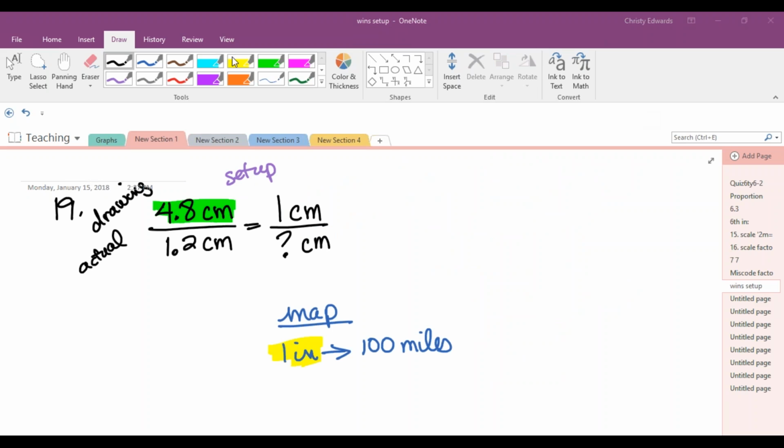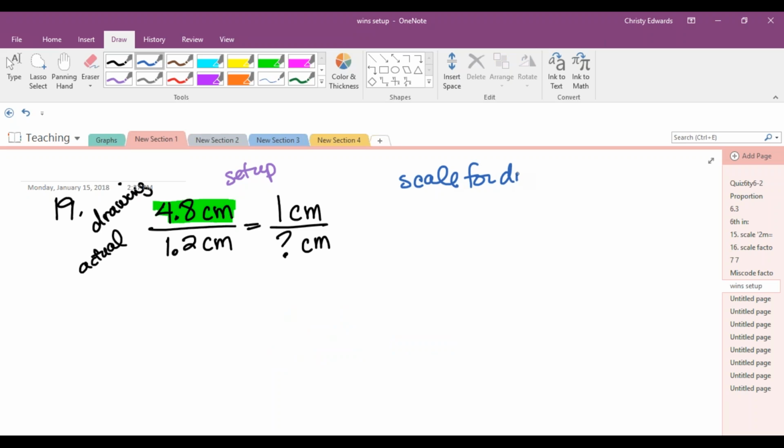Okay, so Ryan, what I'm saying is to find the scale to put in the science book on the drawing, to put over to the side of the drawing, for every blah blah in the drawing, the actual honeybee is blah blah. Does that make sense? This is what we know to be true. 4.8 centimeters of the long honeybee on the drawing is 1.2 centimeters of an actual honeybee.